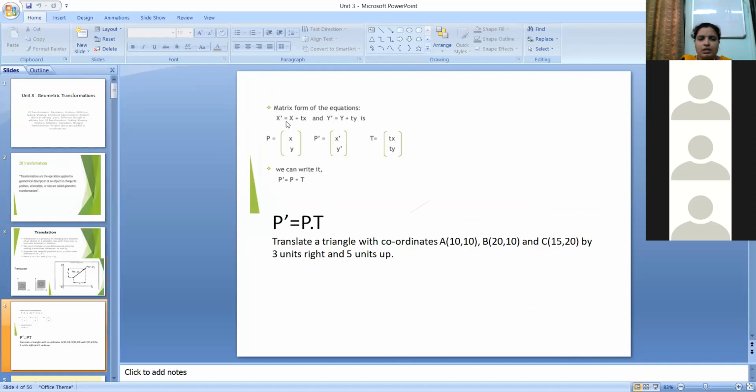Right. So here you can see that the matrix is performing actually the addition, and we are going to convert it into multiplication. So earlier the addition is getting converted into multiplication, and that's why we are adding here one row extra and one column as well. So the 2 by 2 matrix, which was there, has converted into a 3 by 3 matrix. Okay. So you can solve this problem: translate a triangle with coordinates 10, 10, 20, 10, 15, 20 by 3 units right and 5 units up.